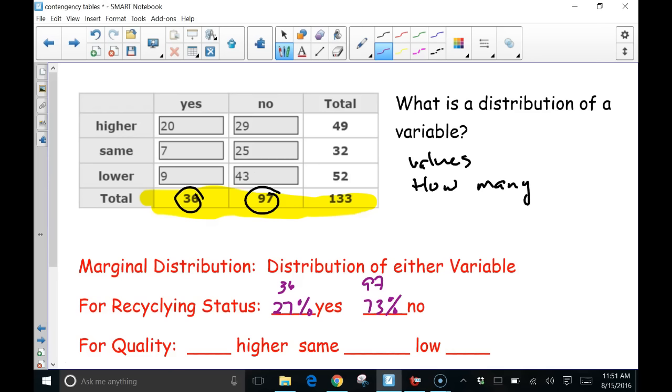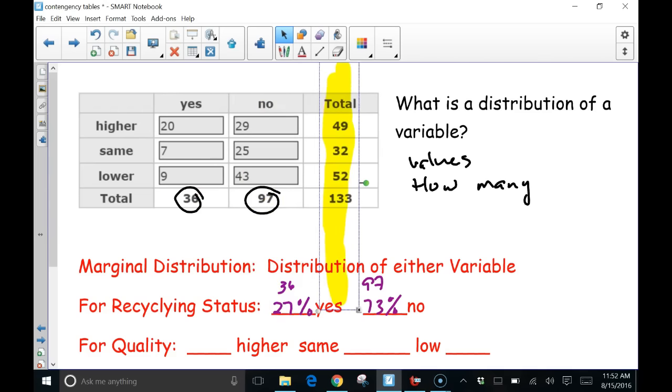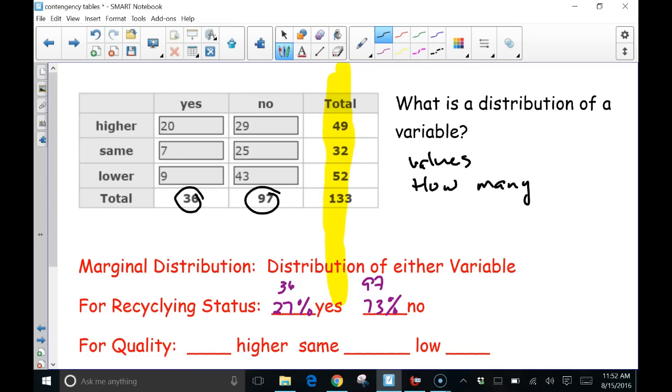But I could have said, what's the marginal distribution for quality? If that were the case, I would have to be looking at the other margin and say, well, what proportion say higher, same, or lower? Just like before, I could put in the numbers here. I could say like 49 said higher, and 32 said they're the same, and 52 said, they're lower. But really what I'd much rather do is have these as percents because they're more meaningful to people.